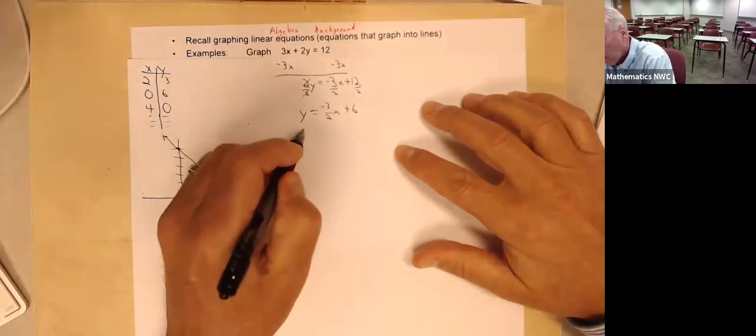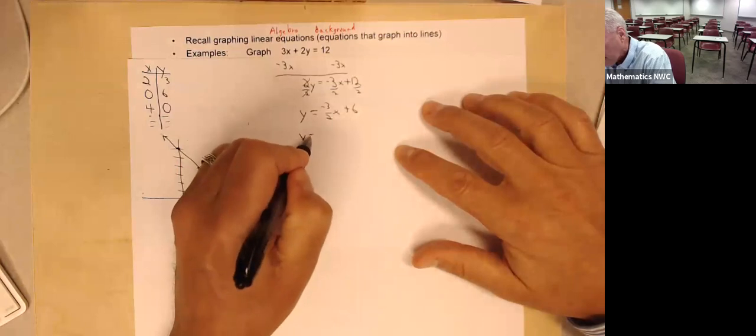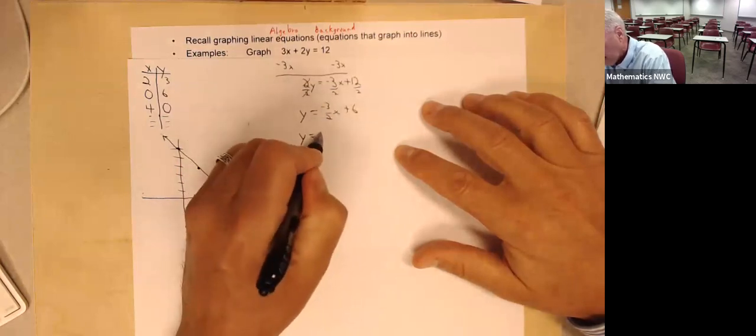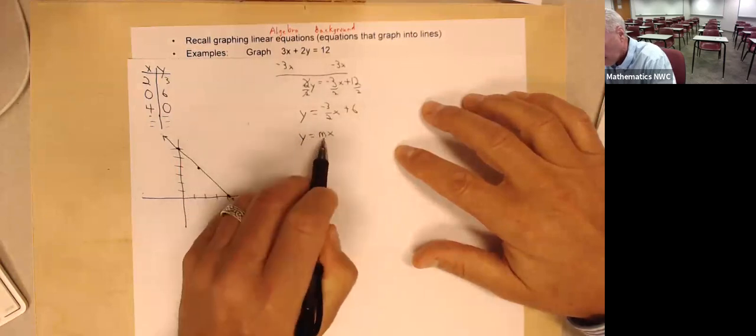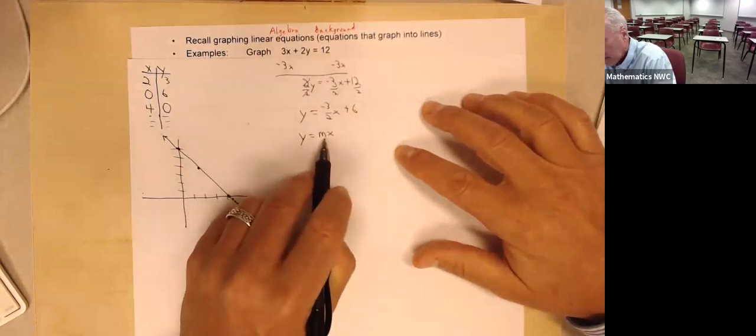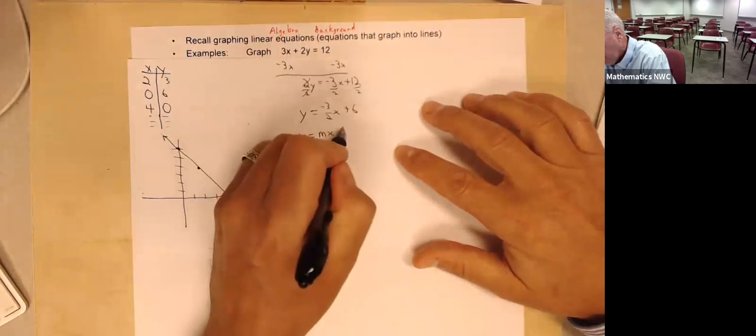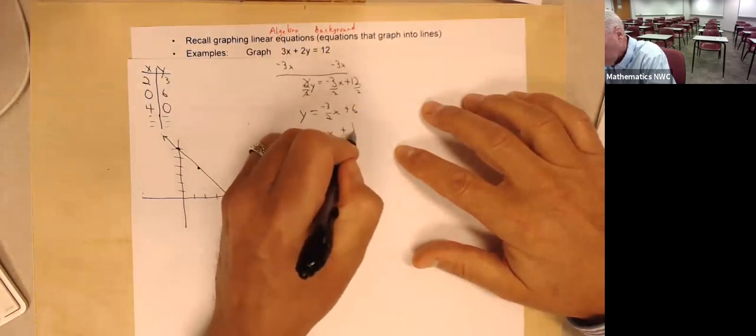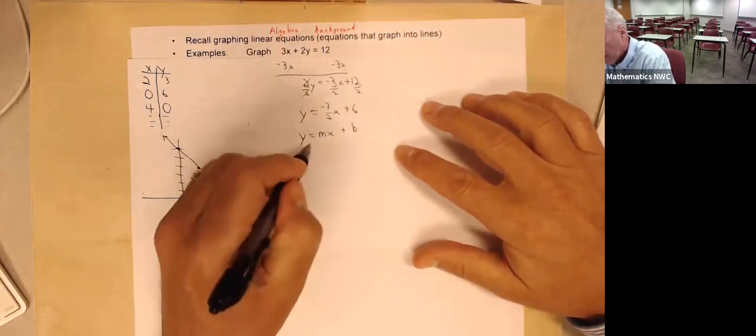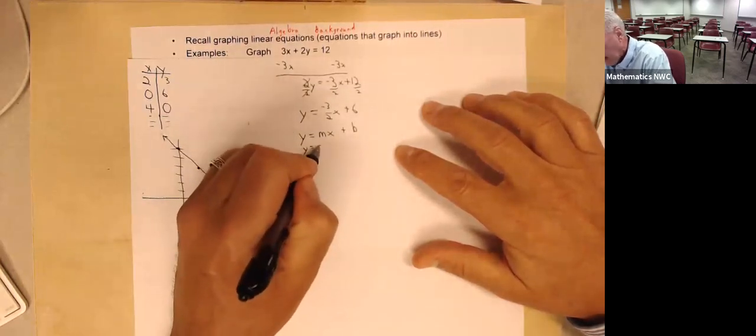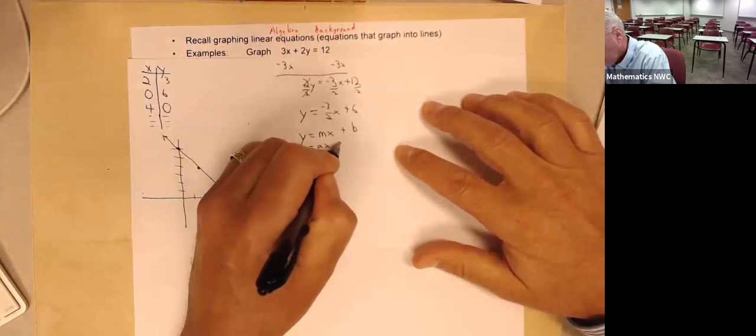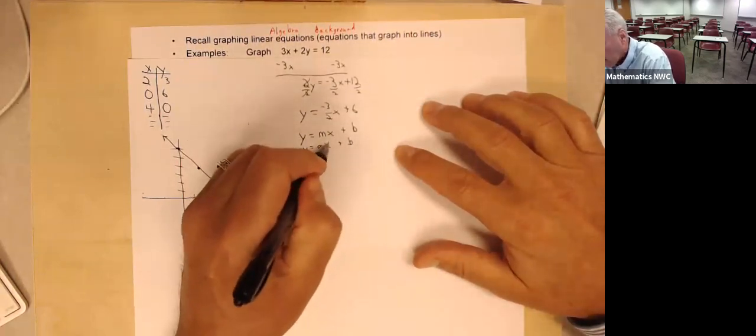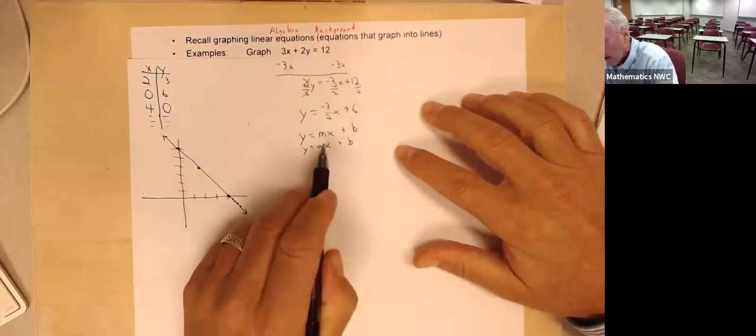When it's solved for y, we say it's in slope-intercept form. The number in front of the x is our slope, which we usually call m. Sometimes they'll call it a. And the number by itself is our y-intercept, which we always call b. So you might see it as ax plus b or mx plus b. I think the most common is the mx plus b.